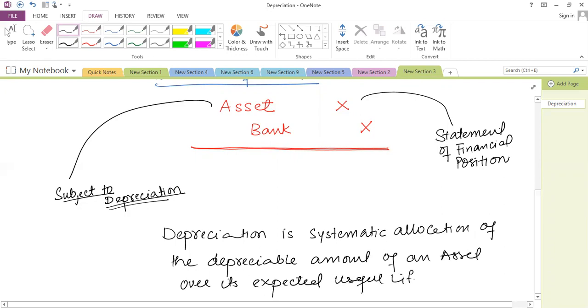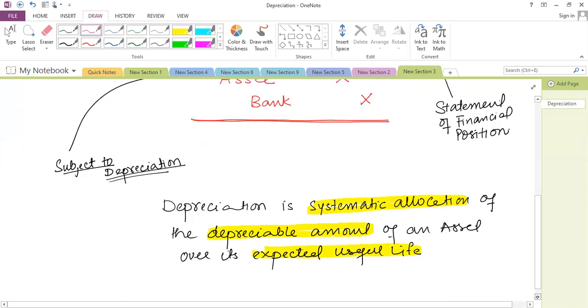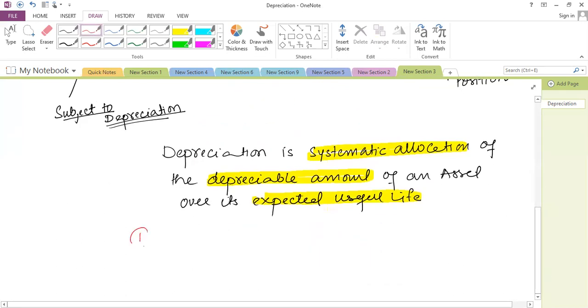So in this definition, depreciation is the systematic allocation of what? The depreciable amount over the expected useful life. There are three elements in this definition. One is the depreciable amount. You have to depreciate the depreciable amount, not the full value of the asset.